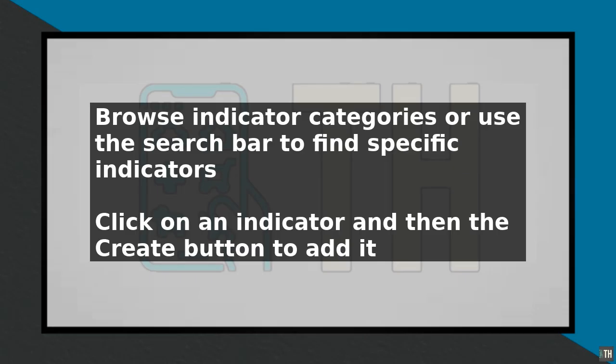This will open the indicator settings window, where you can customize the indicator to suit your needs. Here you can adjust the parameters, such as the length and source of the indicator, as well as the color and style of the plot. Once you have made your adjustments, click the Apply button to add the indicator to your chart.